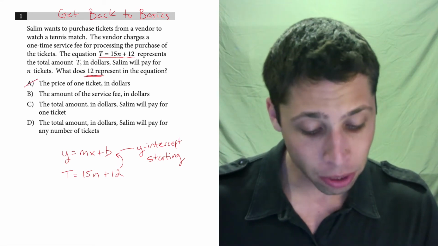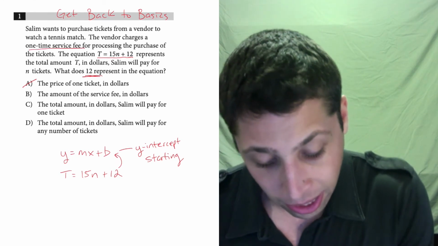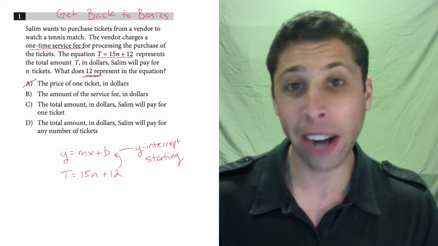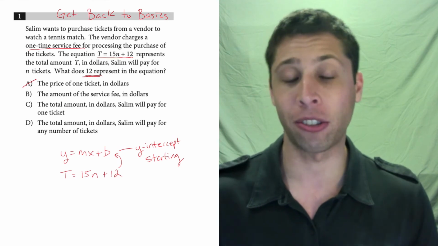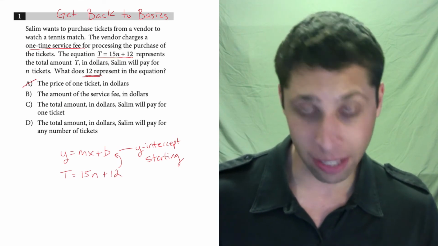Choice B, the amount of the service fee in dollars. And this matches nicely with the story because we understand that no matter how many tickets you buy, you're going to start by paying this service fee. So this matches up pretty nicely, but we can look at C and D as well.